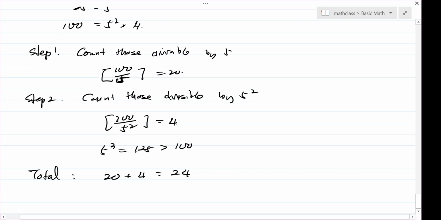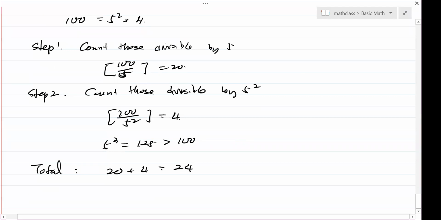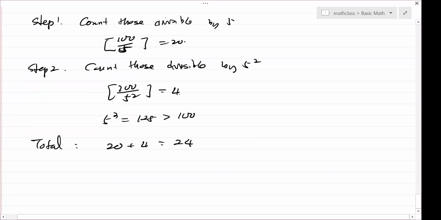Because if you just look at 100 divided by 5, how many integers are divisible by 5? You have 20. But then there are some special integers divisible by 5 squared. You have to pick up another 5 there because you only picked up 1 and there is 1 more 5 left. So you look for those integers divisible by 5 squared, and you get a second round to pick them up. So in total, you're going to get 24.